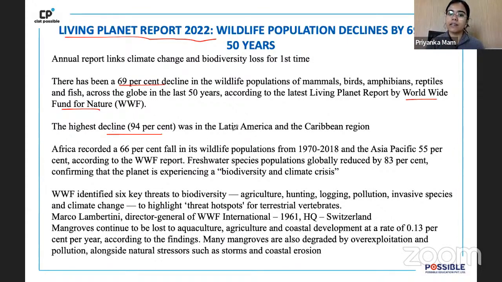Highest decline learn कर लेना, Latin America, Caribbean. ठीक है, अफ्रीका में 66% फॉल हुआ, ठीक है, और आपको करने की जरूरत, चलो हाईएस्ट पक्का कर लेना. फाइन.